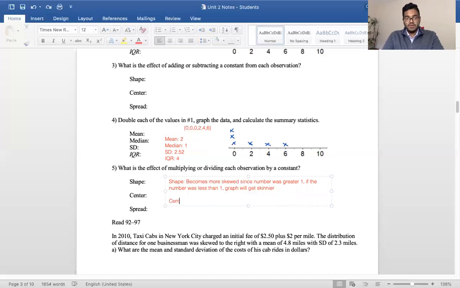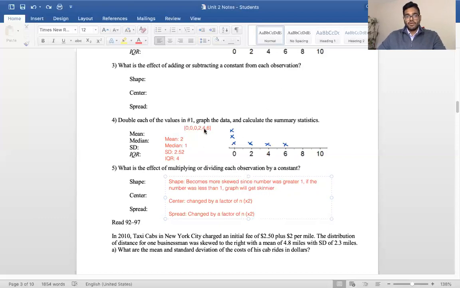The center was changed by a factor of n, so whatever that number is, we times by 2 in this case. Spread did the same thing, changed by a factor of n, in this case times 2. Okay, so that's all for this video. We're just looking at different transformations.